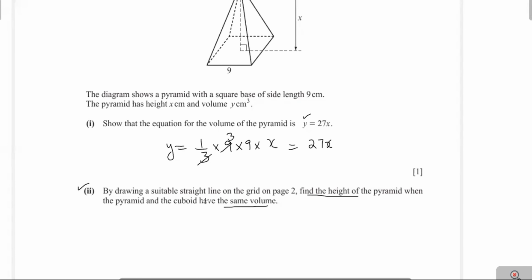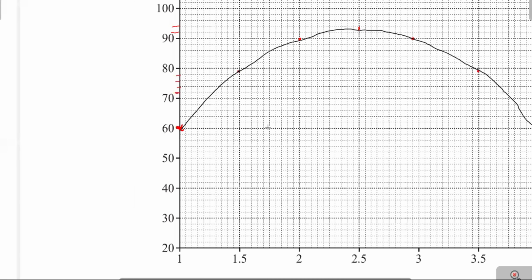Part second, by drawing a suitable straight line on the grid on page 2, find the height of the pyramid when the pyramid and the cuboid have the same volume. To get the height of the pyramid when the volume is the same, we draw the line y equal to 27x on the graph. Now we take some values. When x equal to 0, the value of y will be 0, and when x equal to 2, then y will be equal to 27 multiplied by 2, that's equal to 54. Now we mark the point here.